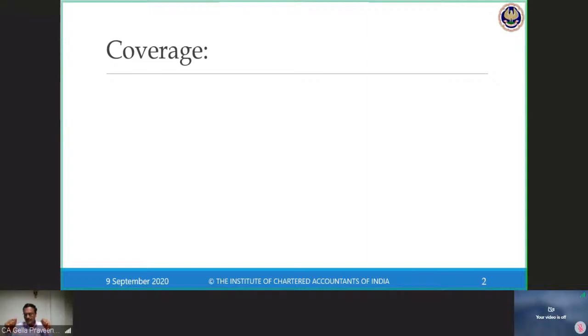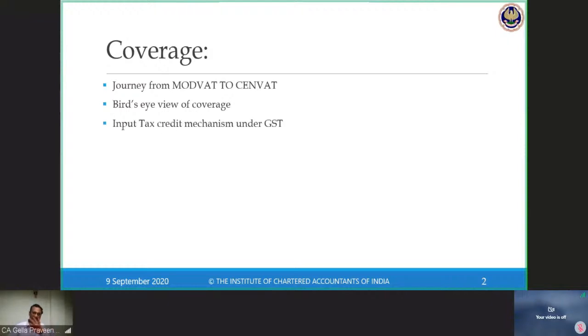So today we will start with input tax credit, and today's coverage I'm going to take you through the genesis of input tax credit under GST. For that we will have a basic understanding of how the input tax mechanism was there under central excise. Then we will have a bird's eye view of the entire input tax coverage.